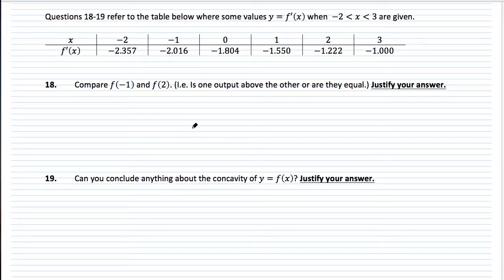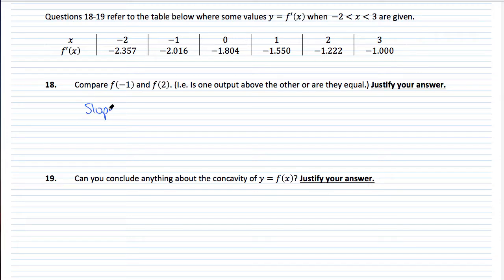So questions 18 and 19 are related to the data in this table, and that data includes an x-coordinate and a value for the derivative of the function. So keep in mind the derivative is the slope of the function. Now 18 asks us to compare the values at x equals -1 and 2 for the actual function. So keep in mind this is not asking us to just look at the values right here. We have to think for a moment.